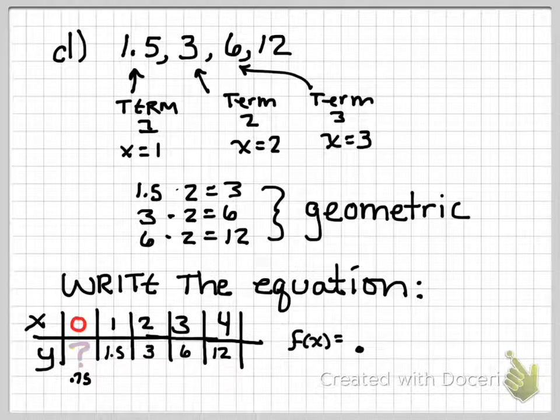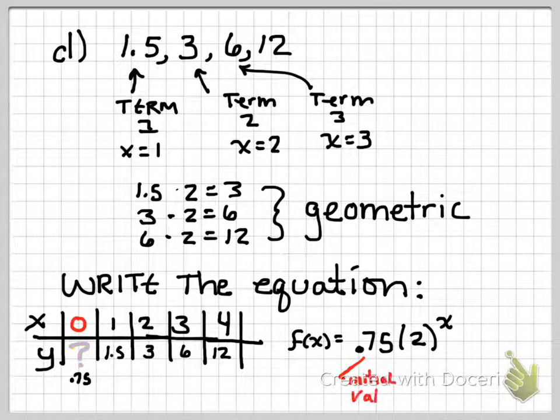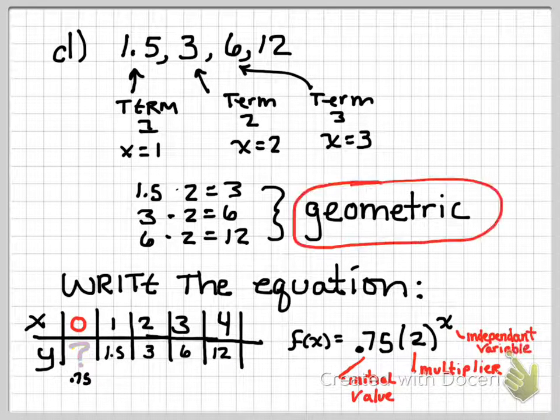So when we write the equation, we're going to start with the initial value times the common multiplier, and then we have that to the x power, the independent variable. That is for geometric sequences, so you're going to want to copy that down in your notes. That's going to be the same for every geometric sequence. It's always the initial value times the multiplier to the independent variable exponent.